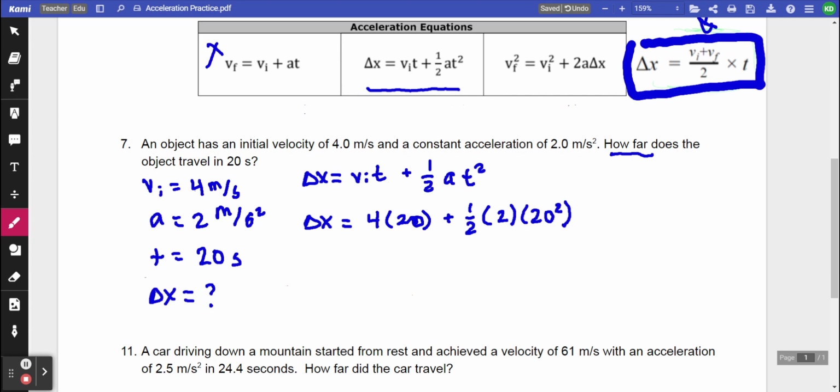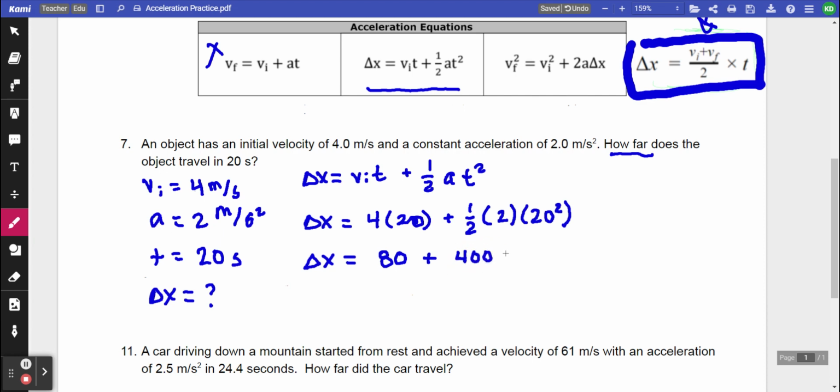So in your calculator, your order of operations says that you have to do the multiplication first before you add. So this 4 times 20, we're going to multiply that. And then we're also going to multiply our 1/2 times 2 and 20 squared. We're going to square 20 first, actually. But don't add until you've already gotten these 2 separate multiplication steps done. So 4 times 20 is 80 plus 1/2 of 2 is 1. So it's really just 20 squared over here. 1 times 20 squared. 20 squared is 400.